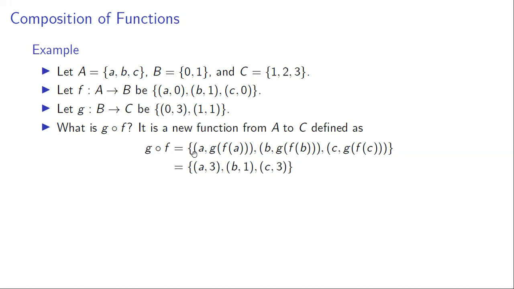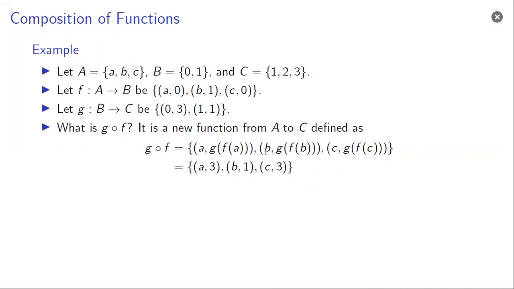Now, what's the second part of each pair? For the first ordered pair, we start with a, and then the second part of the pair is the output of the function. What's the output of the function? Well, it's going to be g of f of a. In other words, 3. So we have an ordered pair a comma 3.